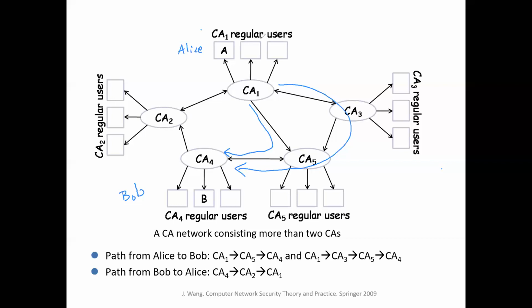But I just want to bring this up using this slide to indicate that if you have more than 2 CAs, then there will be a concept of authentication path. In the current practice, we don't really need to worry about this yet.